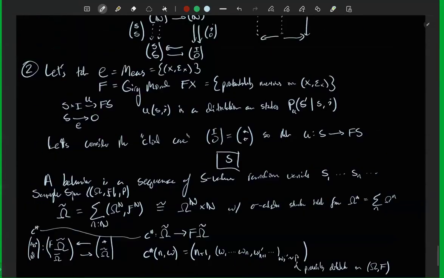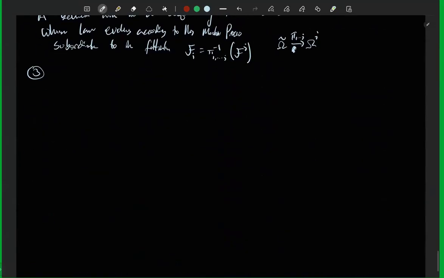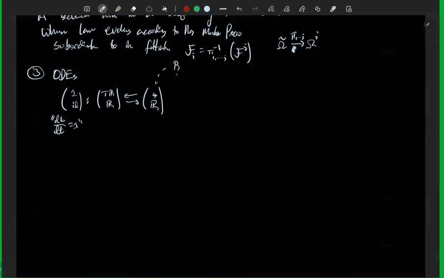Okay. So with ODEs, we've seen that the ODE dt equals 1, which goes from R to R, where by this I mean just R equals R, the trivial bundle over R, represents solutions to ODEs.